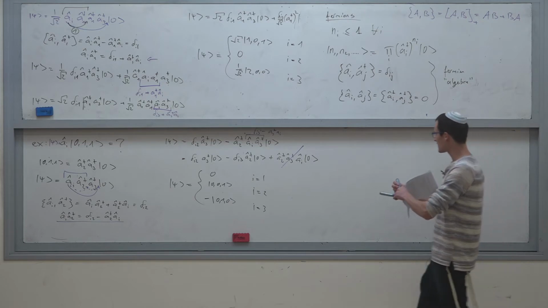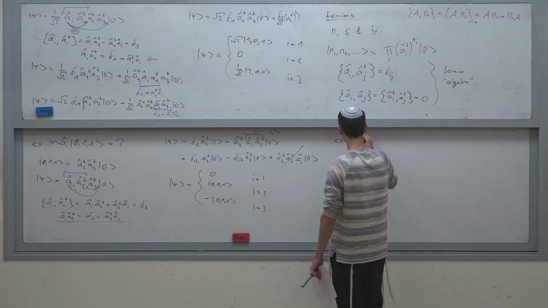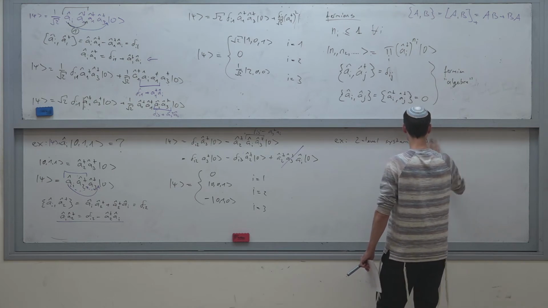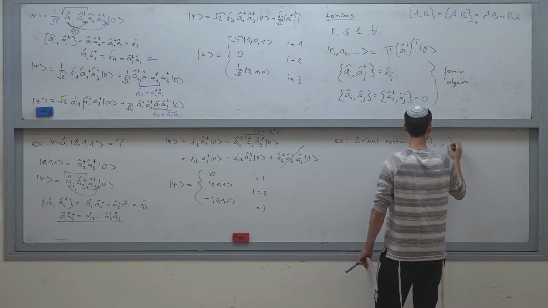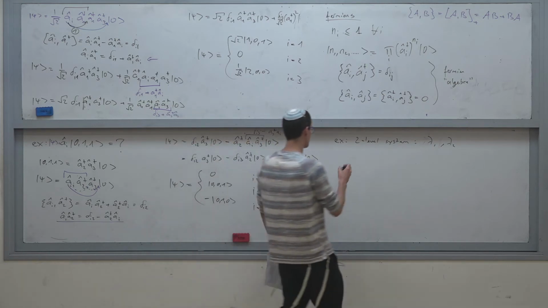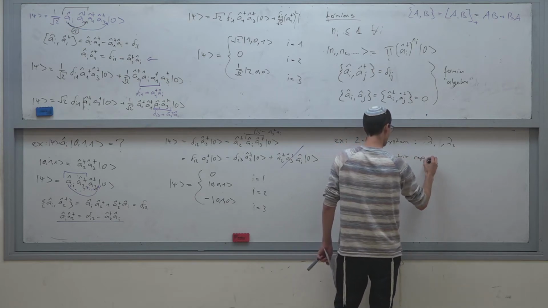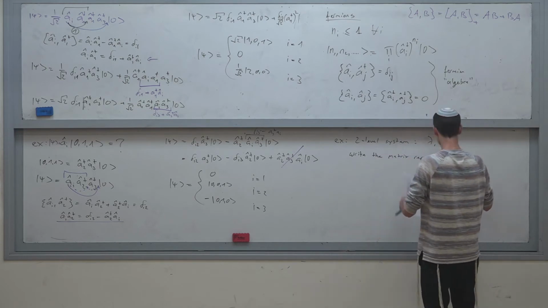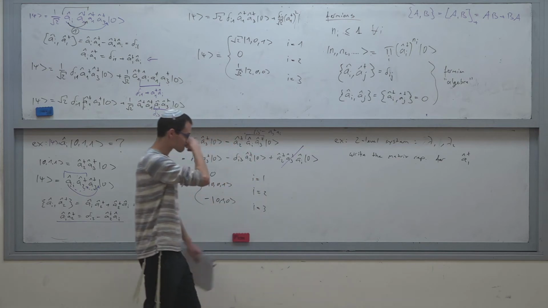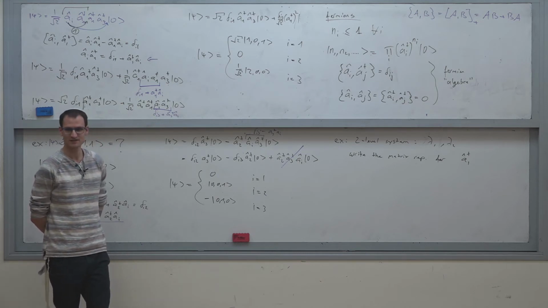Okay, let's solve one more example for fermions. Let's consider a two-level system with the states lambda 1 and lambda 2. What I would like to do is write the matrix representation for the creation operator of state 1. So A_1 dagger. Remember that operators are matrices. I hope that's not new for anyone.